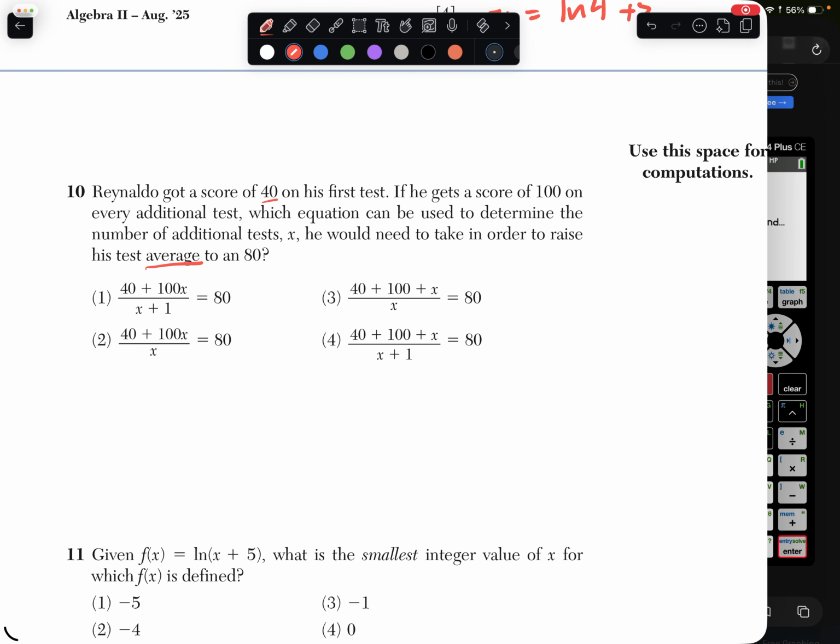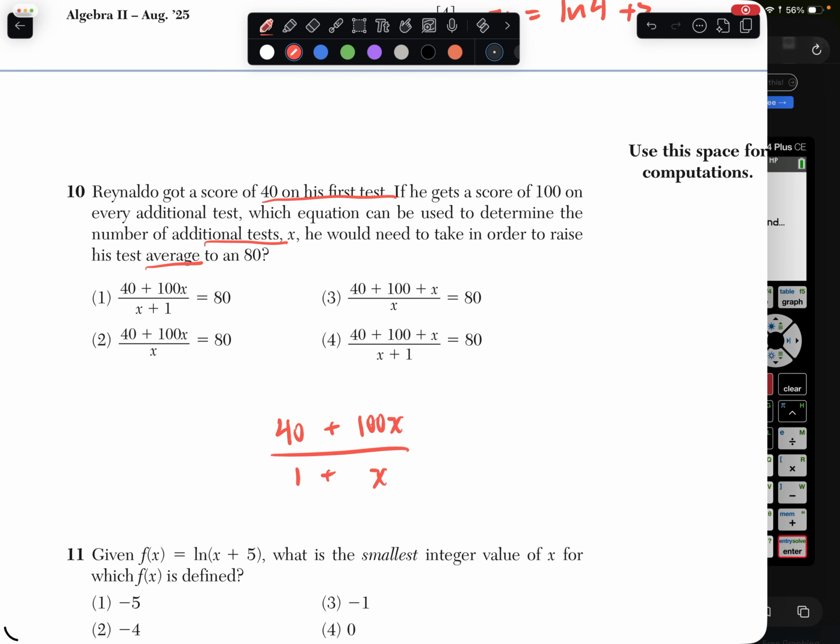So it says that he got a 40 on his first test and then 100 on every additional test. So I'm going to do 40 plus 100x divided by, now it's going to be the number. x represents the number of additional tests, so we're going to have that here. But you also have to remember 1 plus x, because that first test, he got a 40, and 100 on every additional test, and that x represents those additional tests.